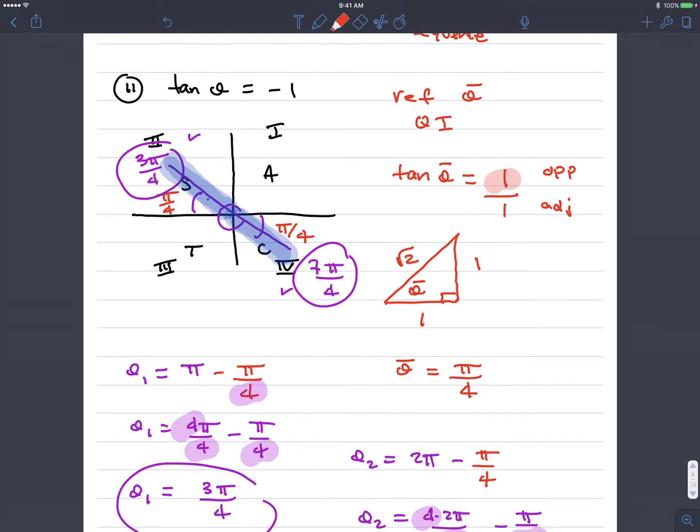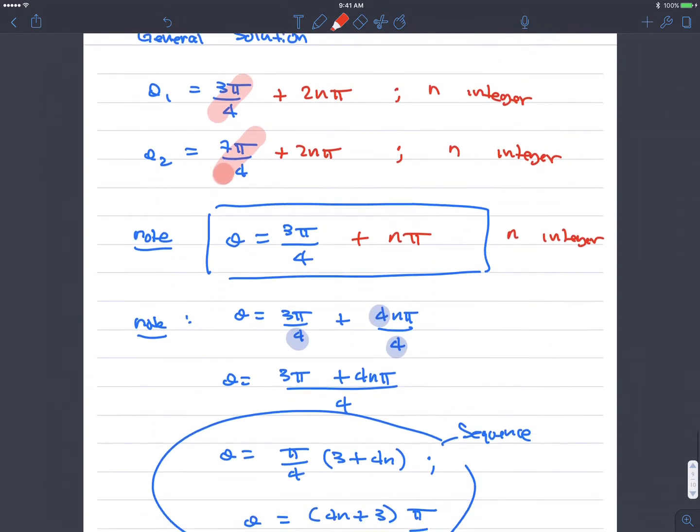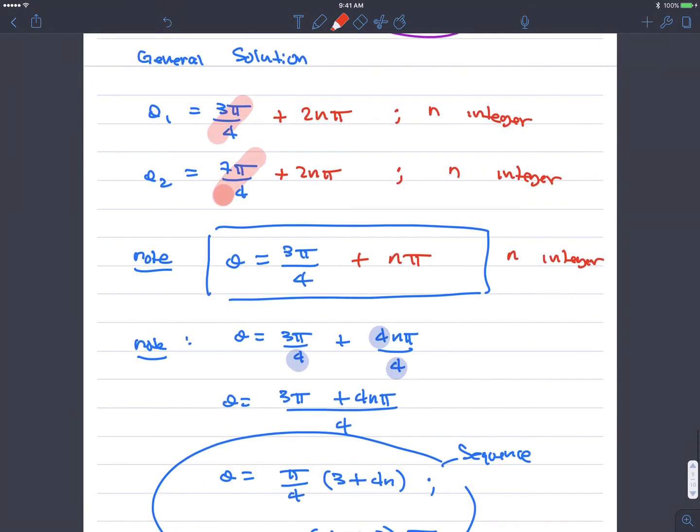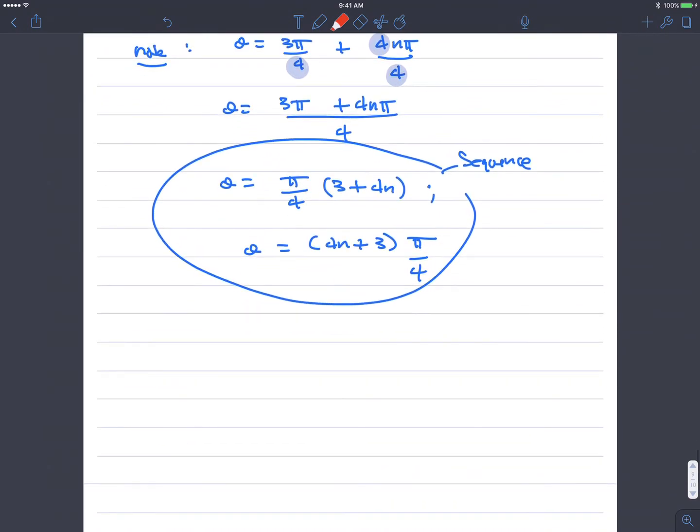Remember, what does supplemental mean? They differ by what? 180 really, or pi. And that's the idea. So here's your general solution now, no restriction, and over here, here's the sequence solution.